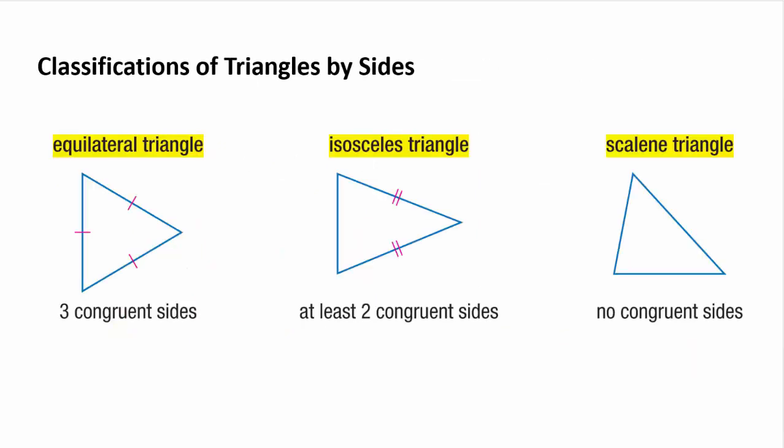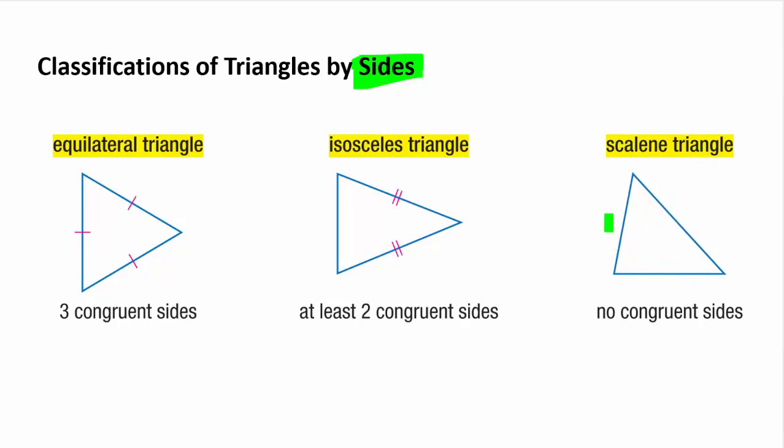Now we're going to look at these triangles and classify them by the lengths of the sides, the measure of the sides. There's only three of these: equilateral, isosceles, and scalene. An equilateral triangle, of course, is when you have three congruent sides. All these three sides are congruent. It makes it an equilateral triangle. An isosceles triangle is when you have at least two congruent sides. These two sides here are congruent to each other, making this an isosceles triangle. The last one is a scalene triangle, which just means that none of the sides are equal to each other. They are not congruent at all.